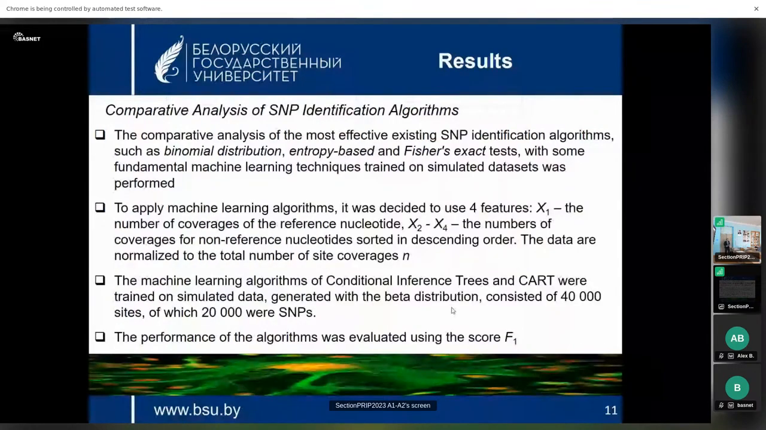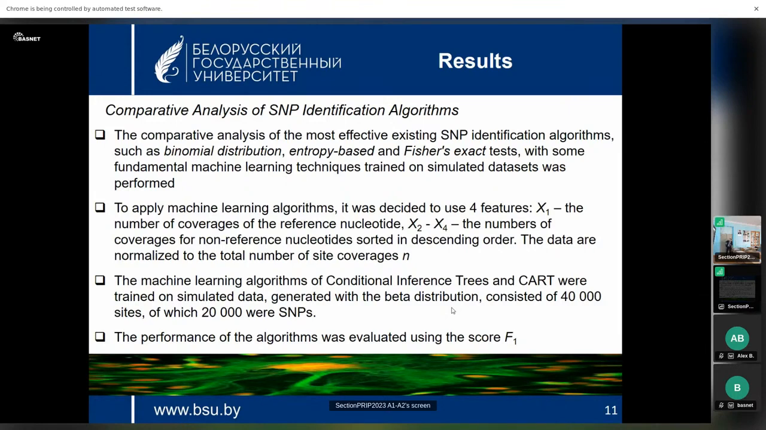The next step was to make a comparative analysis of the most famous or most effective SNP identification algorithms, and also to compare them with machine learning algorithms which were trained on our simulated data.